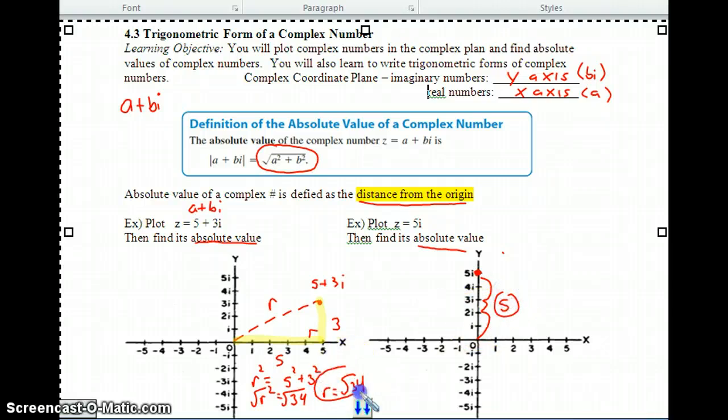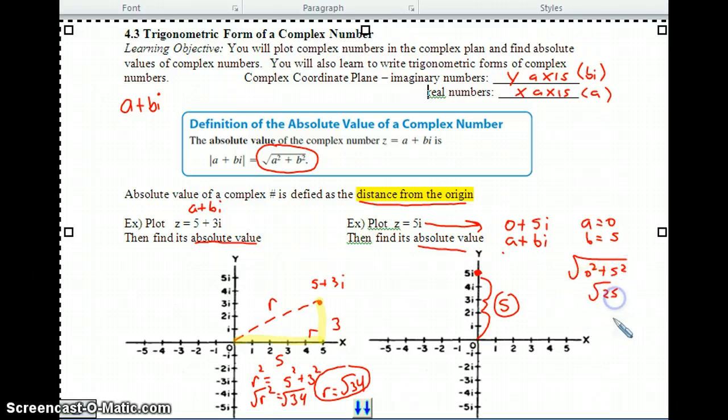Let me go back here, this was my answer for that previous one. Well, how would I get that using the formula? If I write this in standard form, it would be 0 plus 5i. So the a portion is 0, the b portion is 5. Plug it into your formula up here, you would do the square root of 0 squared plus 5 squared. So you're doing the square root of 25, which is 5. When it's a vertical or a horizontal distance, you can just count it. When it's a diagonal distance like this one, you have to actually go through and use the formula, the square root of a squared plus b squared.